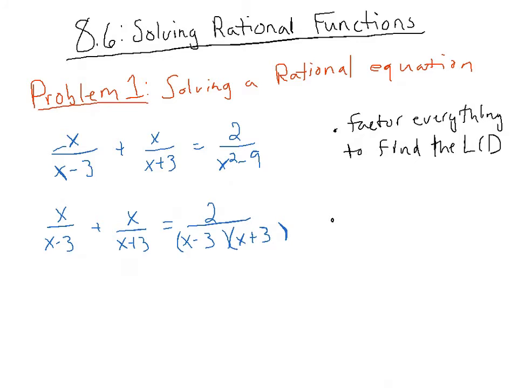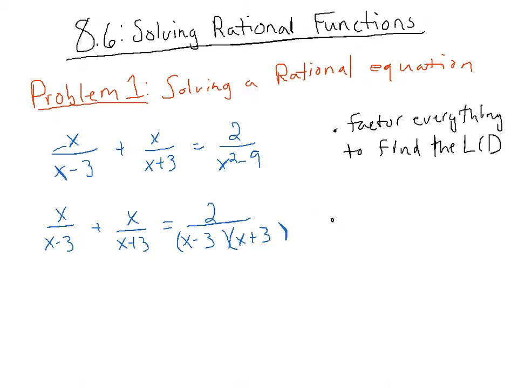If we look at each denominator, it's all the factors put together. So in the first denominator we have x minus 3. The second one we have x plus 3. And then in this third one it's x minus 3 and x plus 3, but nothing different. So the least common denominator is x minus 3 and x plus 3.